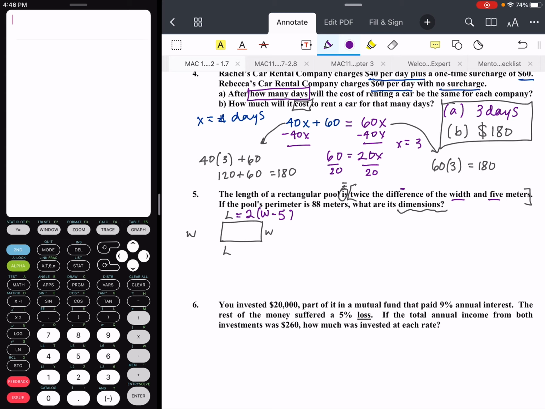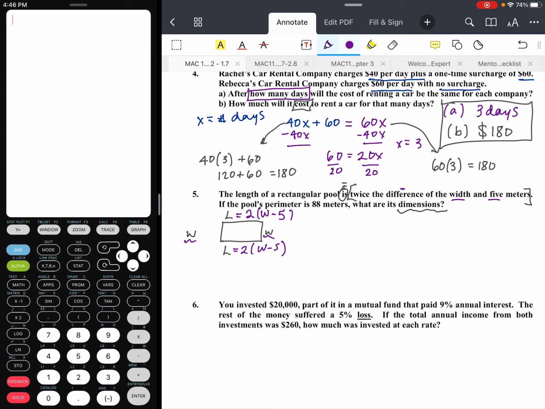All right, so the reason this helps us is now instead of having 2 variables, a length and a width, now we can kind of ignore that part about L and just think of these 2 sides as the width and the width, W and W, and then think of our lengths as 2 times W minus 5. So now we can only use one variable, our W.